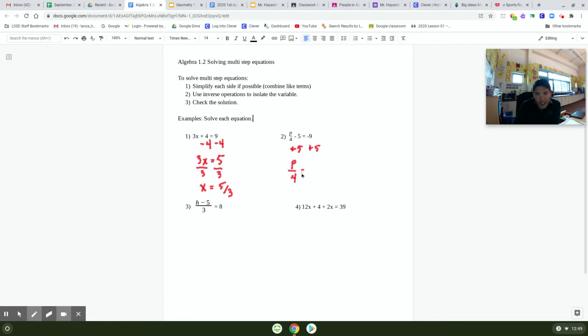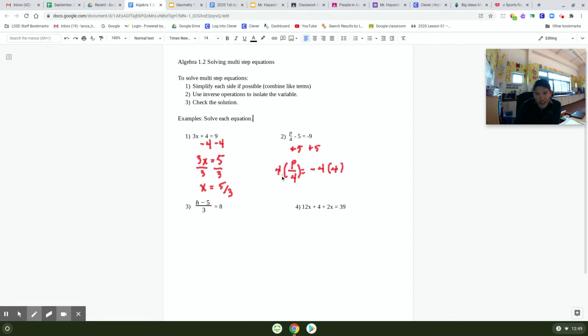And then on the right side, you have to remember what happens if you add positive and negative numbers. The 9 is larger than the 5. It's negative, so your answer, or the sum, will be negative. Negative 9 plus 5 is negative 4. The last thing that's being done to the variable here, or the only thing that's being done to the variable, is it's being divided by 4. So the inverse operation is multiplying by 4. So I multiply the left side by 4 and the right side by 4 as well.